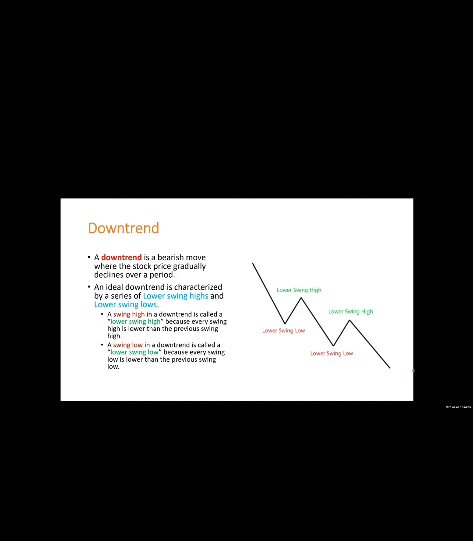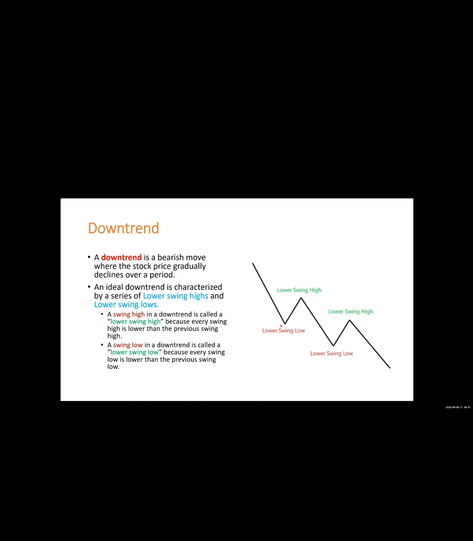A downtrend is a bearish move, and it consists of lower swing highs and lower swing lows. It is called lower swing high and lower swing low because every swing high that's formed is lower than the previous swing high. So this was the first swing high. This is the second swing high, and the second swing high that's formed is lower than the previous swing high.